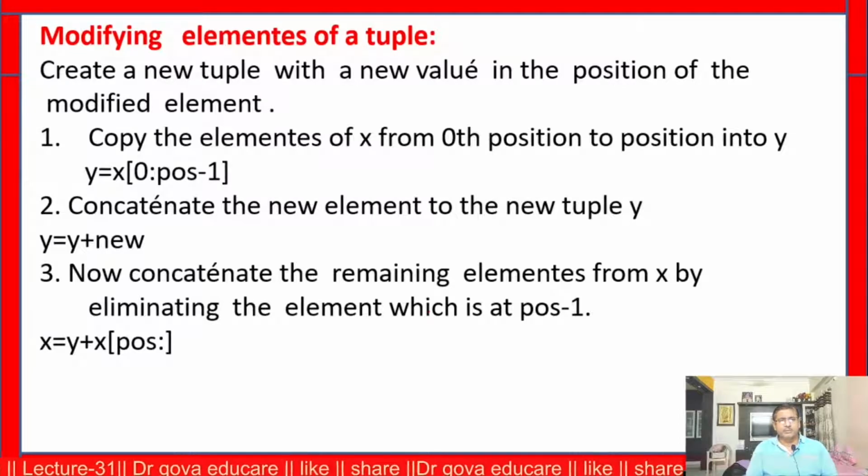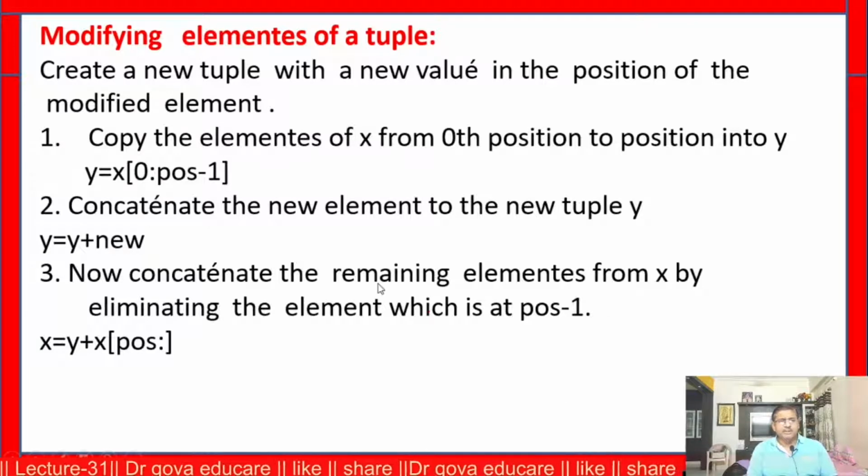Modify elements of a tuple. We cannot modify the elements of the tuple directly, since the tuple is immutable, but we can still modify it indirectly. This is the method: create a new tuple with a new value in the position of the modified element.